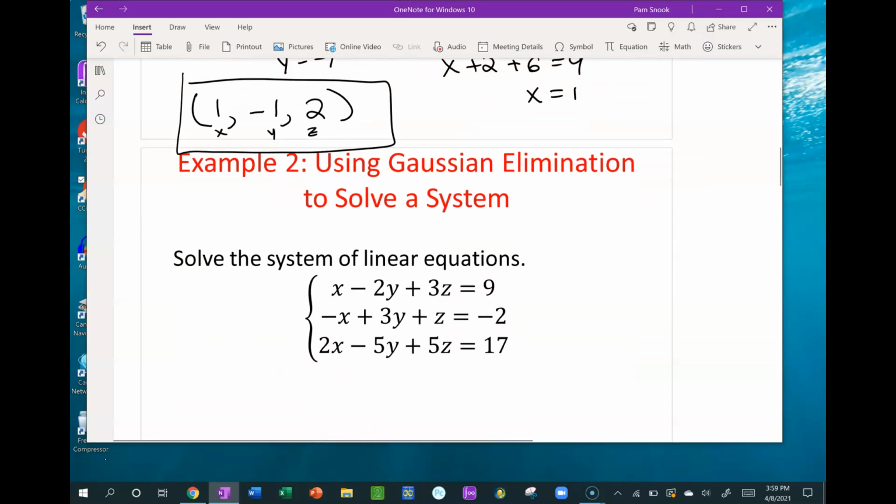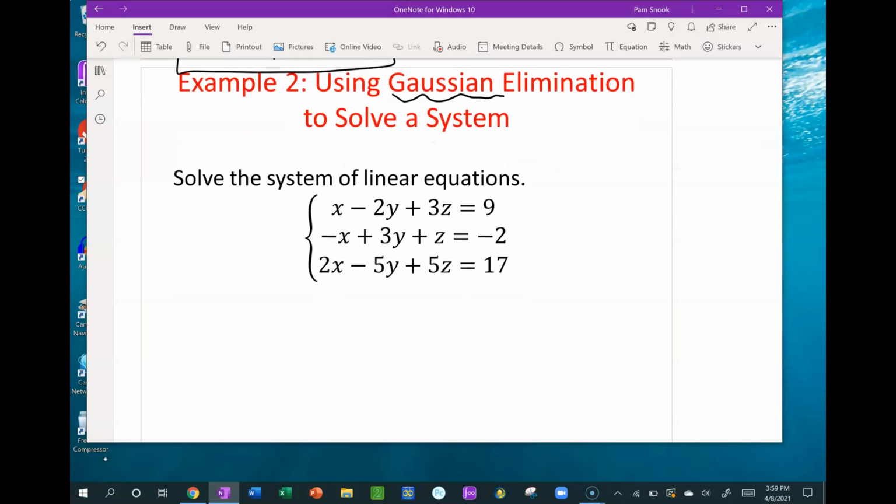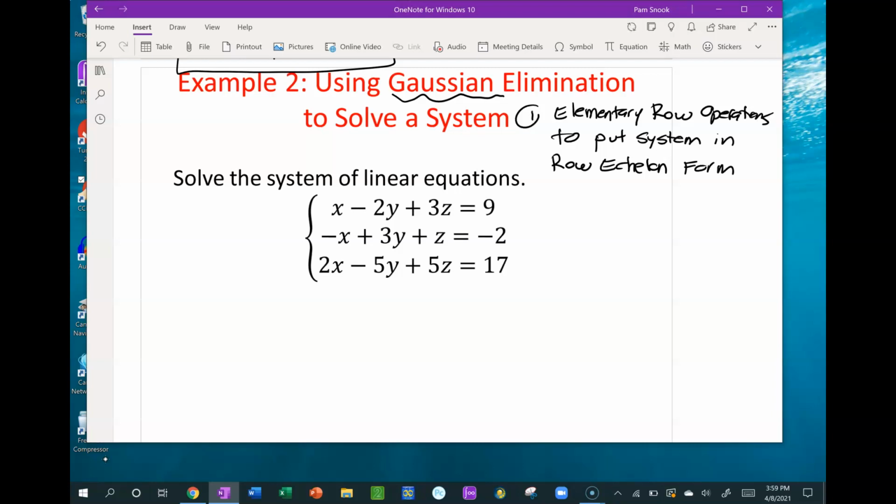All right, so example 2 now, we're going to use Gaussian elimination. And what that means is we're going to do what's called elementary row operations. And the purpose of that is to manipulate this system so that it is in row echelon form. So we're going to use elementary row operations to put the system in row echelon form. That's the first thing we're going to do. And then when we have that, we're going to do our backwards substitution.